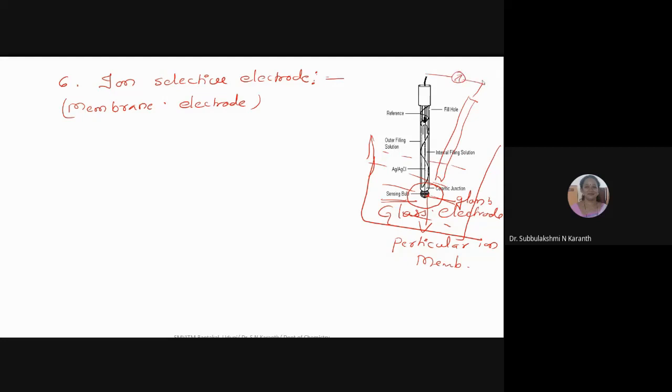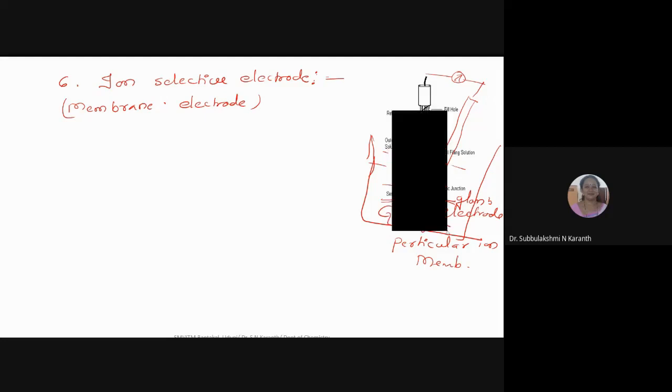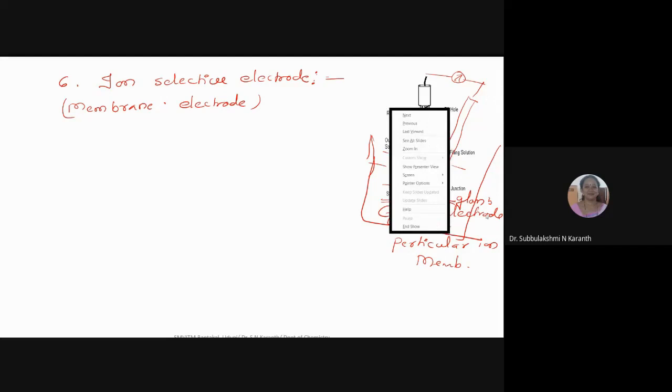Thereby we can construct a cell and we can get some EMF. Based on that EMF, we can detect the electrolyte concentration. So here then, what is an ion selective electrode? It is a membrane electrode. Here a membrane is in contact with the solution with which it can exchange its ions.